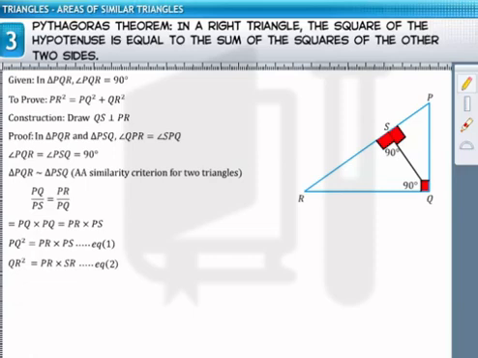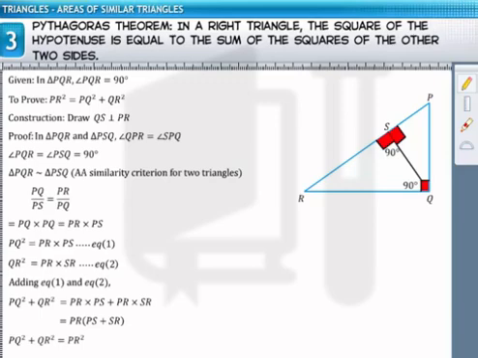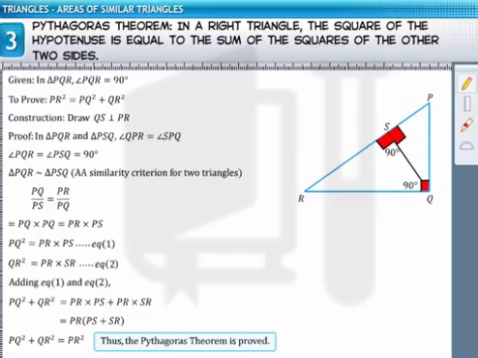Now, adding the equations 1 and 2, we get PQ square plus QR square is equal to the product of PR and PS plus the product of PR and SR. From the figure, we get PS plus SR is equal to PR. Hence, we get PR square is equal to PQ square plus QR square. In other words, the square of the hypotenuse is equal to the sum of the squares of the other two sides. Thus, the Pythagoras theorem is proved.